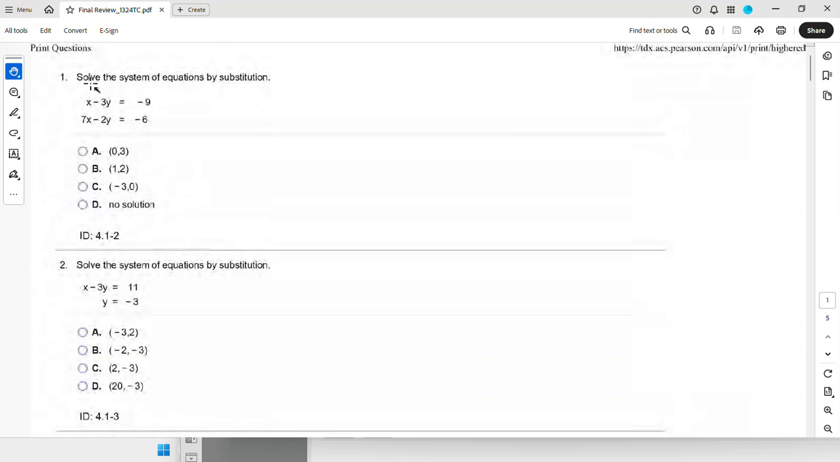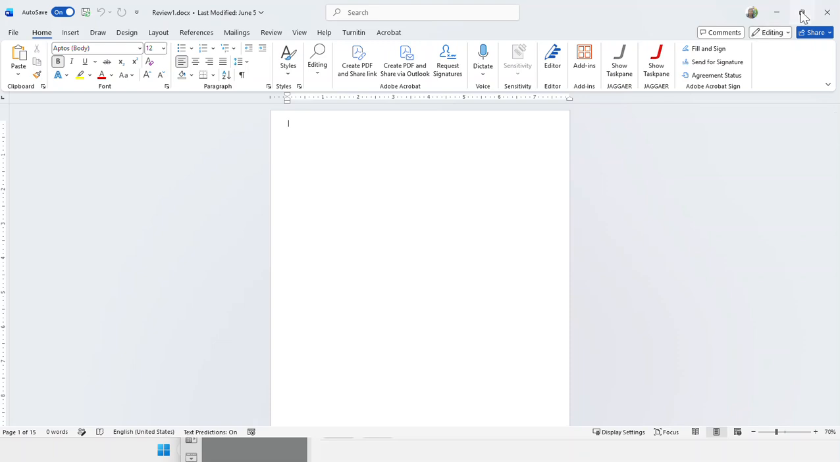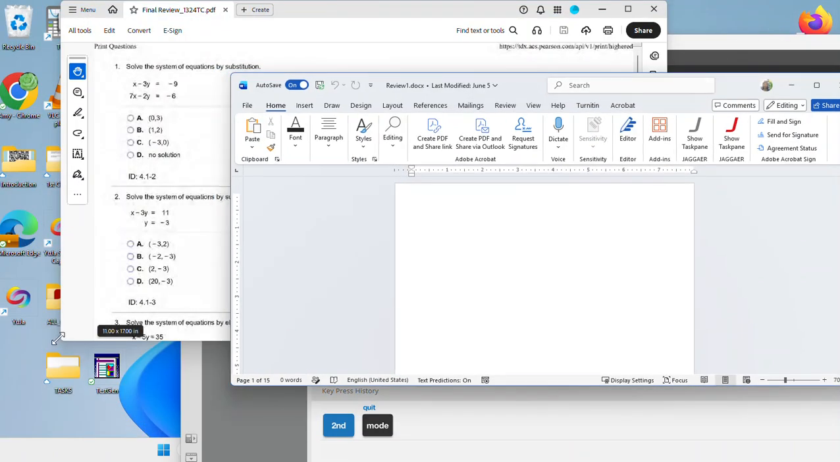Okay, so this one says solve this equation by using substitution. So what does the substitution mean? Substitution means you solve for x. You can look at the first equation here, right? And you will solve for this x in here, and then you will be able to put in x and then back to the second equation.